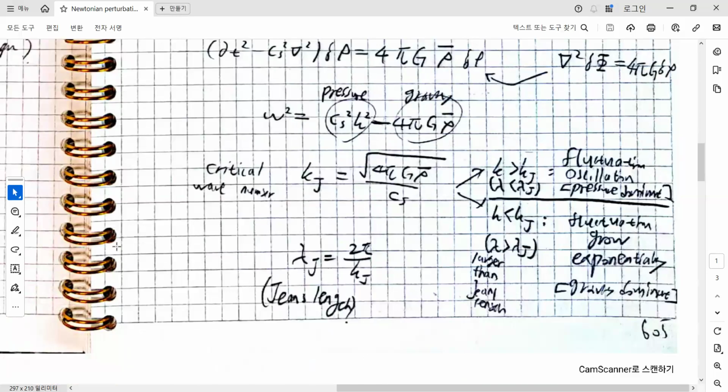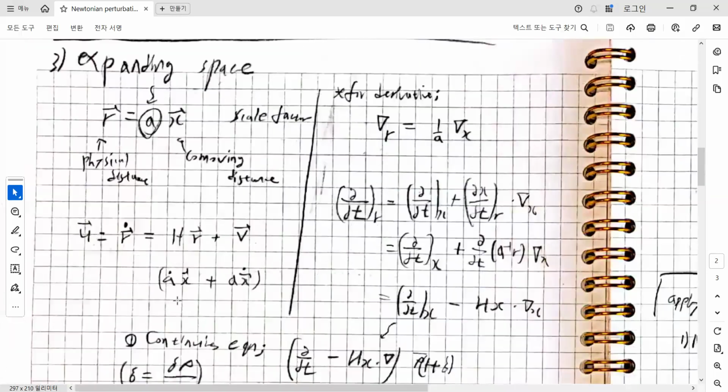So now let's turn to the next case. Actually, the universe is expanding, so we can insert the effects of the expanding universe. There is some scale factor, which gives a relation between the physical distance and the comoving distance. If we take the time derivative of the physical distance, then it gives the velocity u. The time derivative of the scale factor gives the Hubble parameter, and the time derivative of the comoving distance gives the comoving velocity v.